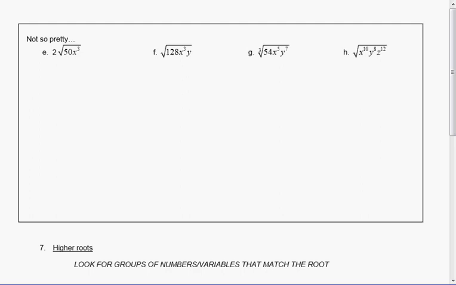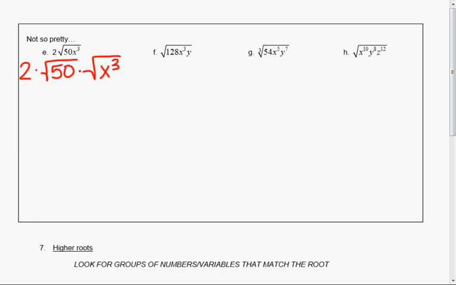All right, so we have ones that are not so pretty. Let's look at letter E. So what we want to do is we have the square root of 50x to the third. So again, think about it like this. This is 2 times the square root of 50. All right, I'm going to pull out the numbers and I'm going to pull out the exponents into separate radicals. That way we can look at them separately.